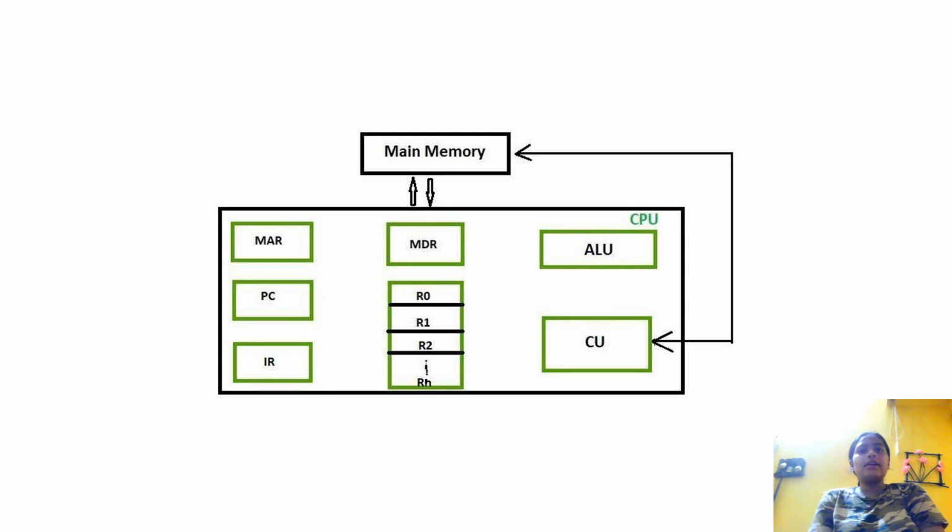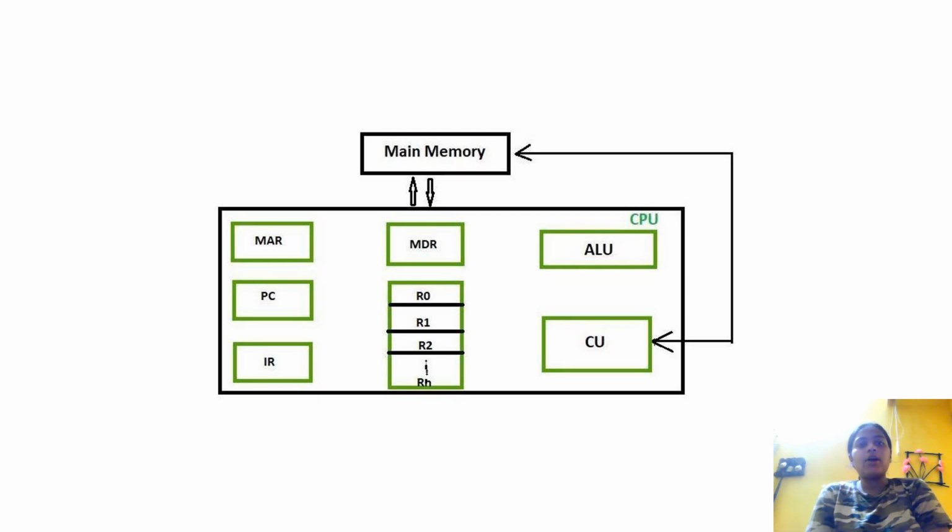Next, let's see the diagram. So this is the main memory. The CPU can access the main memory directly. The MDR, that is the memory data register, is directly connected to the main memory. MAR represents the memory address register, which contains the address of the next instruction to be executed.